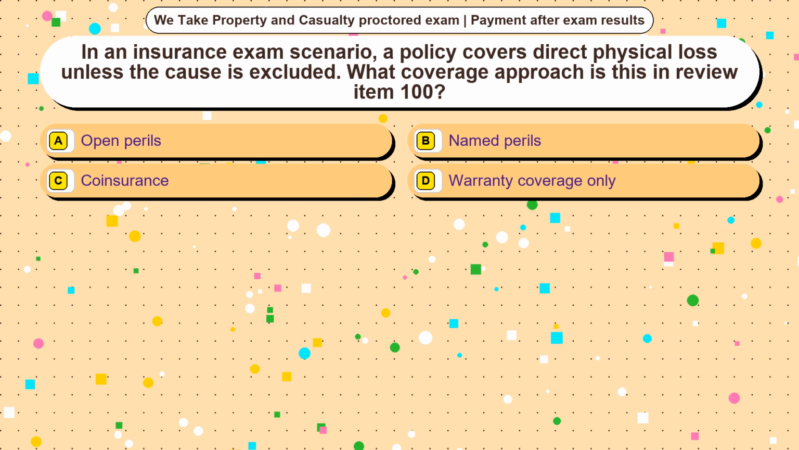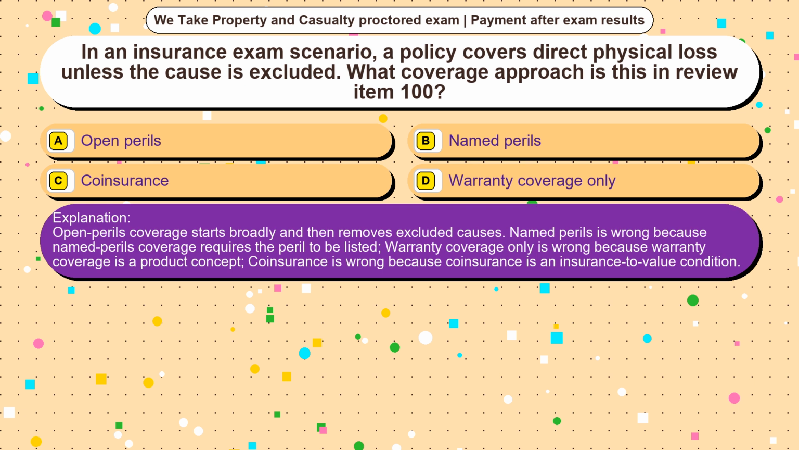The correct answer is option A. Open perils coverage starts broadly and then removes excluded causes. Named perils is wrong because named perils coverage requires the peril to be listed. Warranty coverage only is wrong because warranty coverage is a product concept. Coinsurance is wrong because coinsurance is an insurance to value condition.